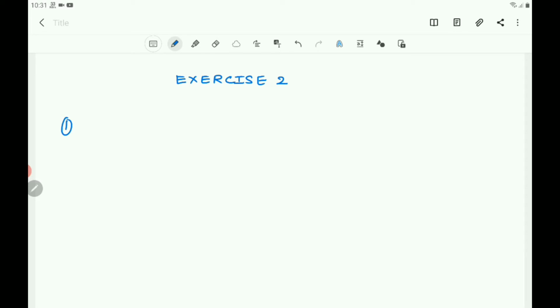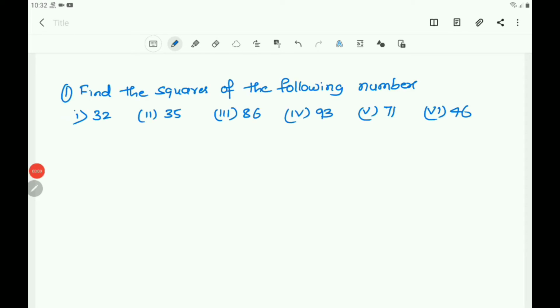Now the first one: find the squares of the following numbers. First one is square of 32, second one is square of 35, third one is square of 86, fourth square of 93, fifth square of 71, sixth square of 46. Now let us find the squares one by one.